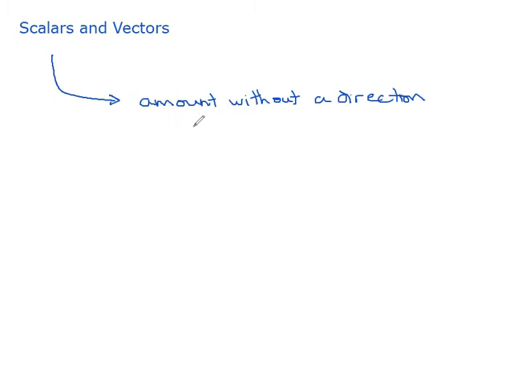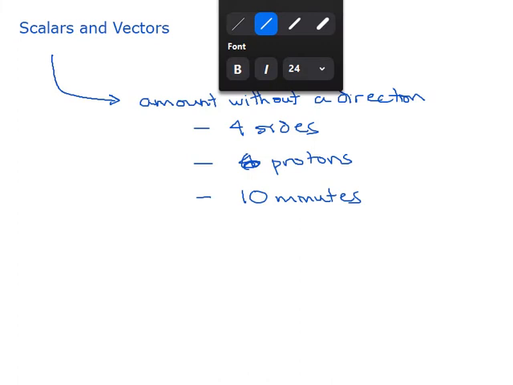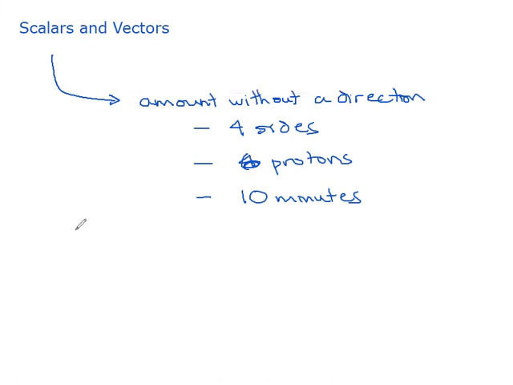If we say that a square has four sides, or that a carbon atom has, not four, six protons, or what else would be a scalar? If we say that this lesson will be 10 minutes long, that's not a promise, I just made that number up. Those numbers are scalars because they don't really have any kind of orientation to them.